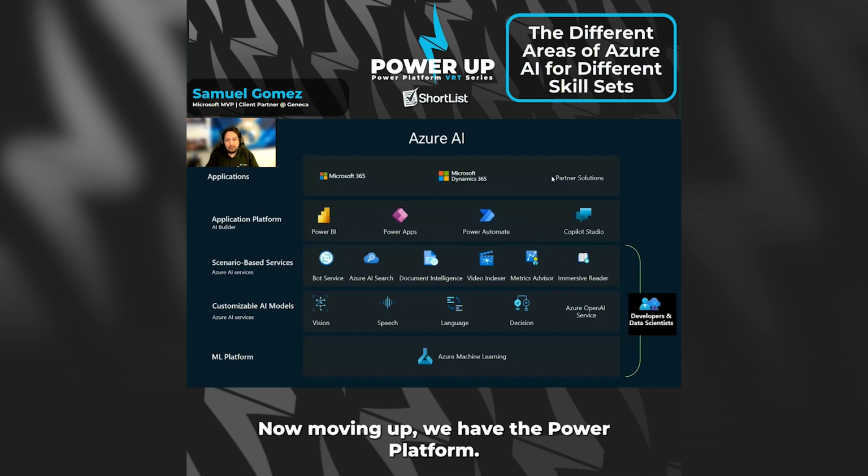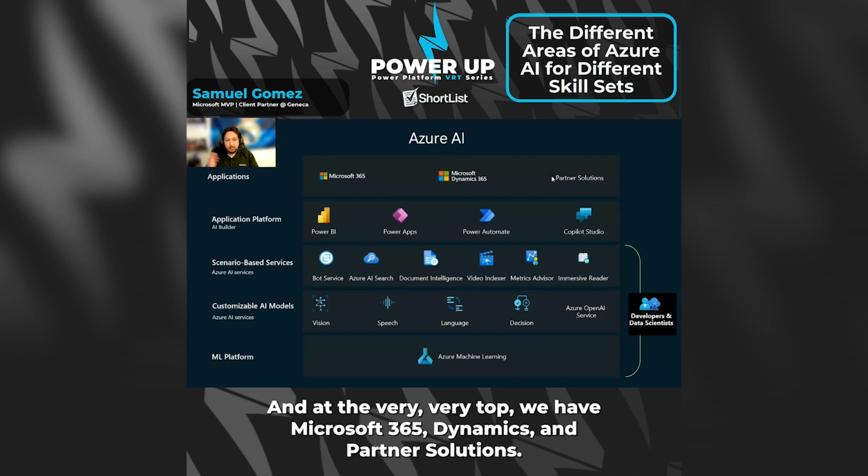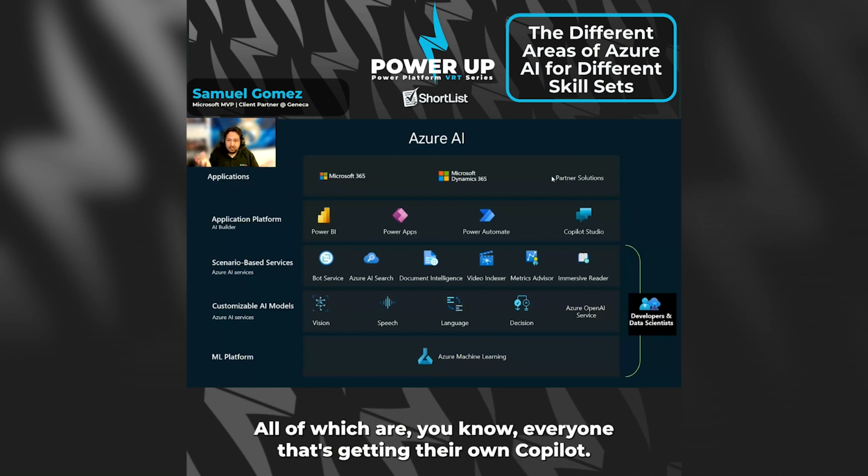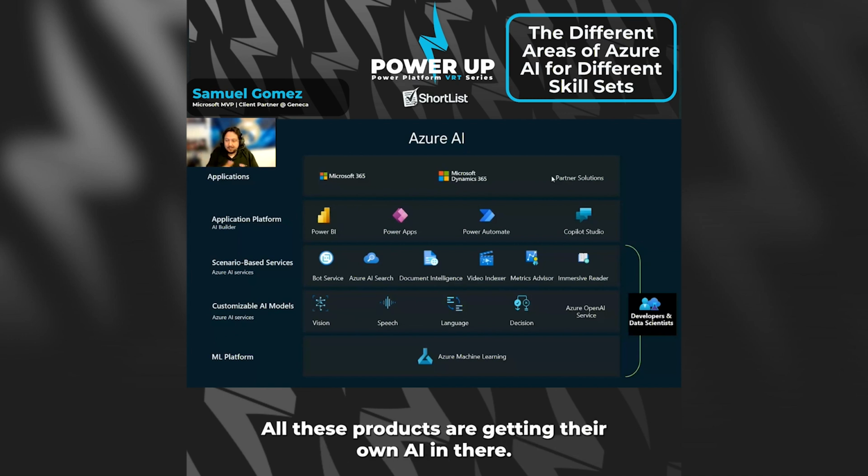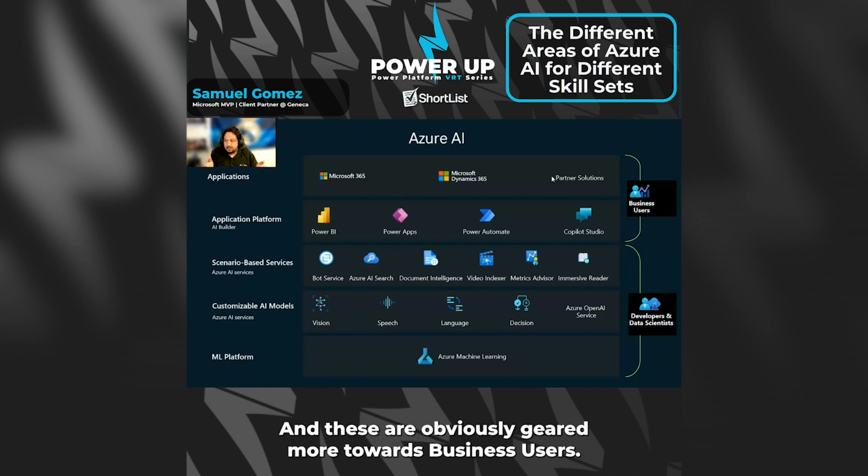Now, moving up, we have the Power Platforms, so Power BI, Power Apps. We have now Copilot Studio. And at the very, very top, we have Microsoft 365, Dynamics, and Partner Solutions, all of which, everyone is getting their own Copilot. All these products are getting their own AI in there. And these are obviously geared more towards business users.